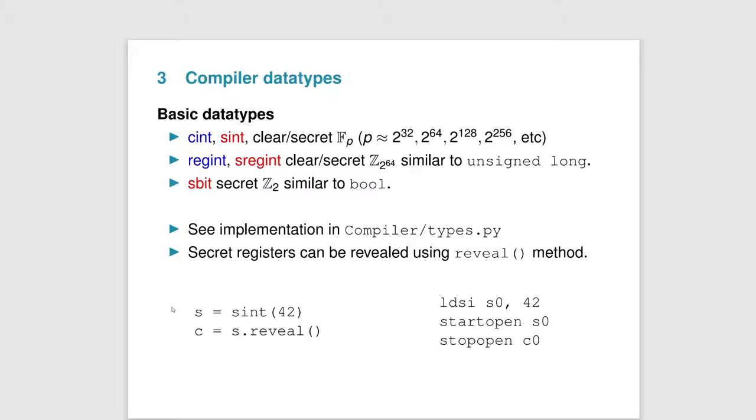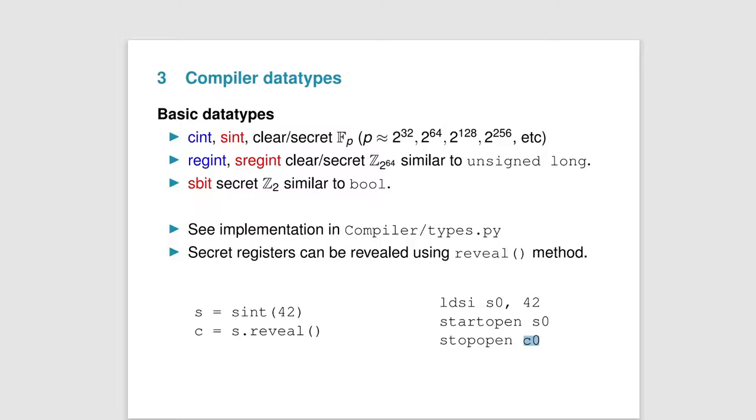So at the bottom of the slide, you can see that this piece of MAMBA code gets compiled into this piece of assembly code. Here we initialize an sint with a value 42, which translates into loading the secret integer 42 into the register S0. Then we reveal this secret integer and put it into the value C, which translates into the start open command for S0 and the stop open for C0. So S0 was loaded with the value 42 but is a secret register, and C0 will now be loaded with the value 42, but is a clear integer.